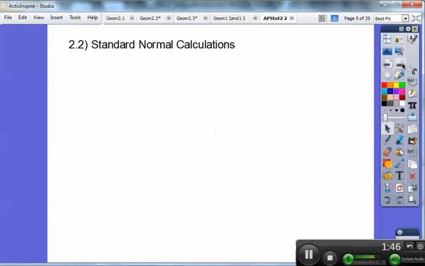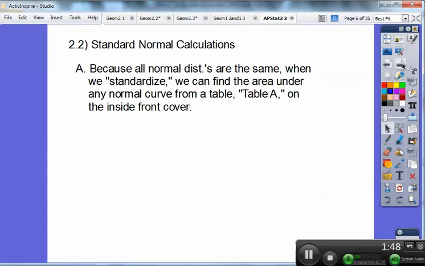So here we go, standard normal calculations. Because all normal distributions are the same, when we standardize, we can find the area under any normal curve. We're using Table A on the inside front cover of your book. So get your books out. I'm pulling my book out right now and opening it up to the inside front cover, and you see Table A right there.